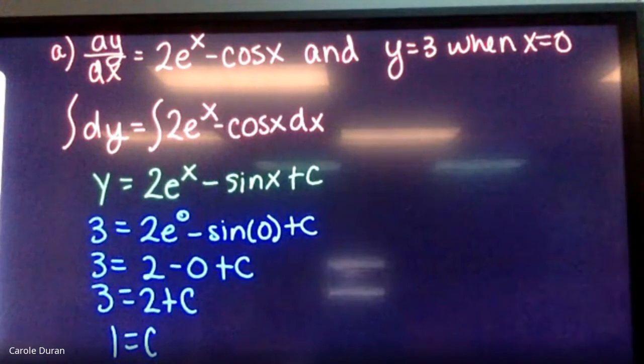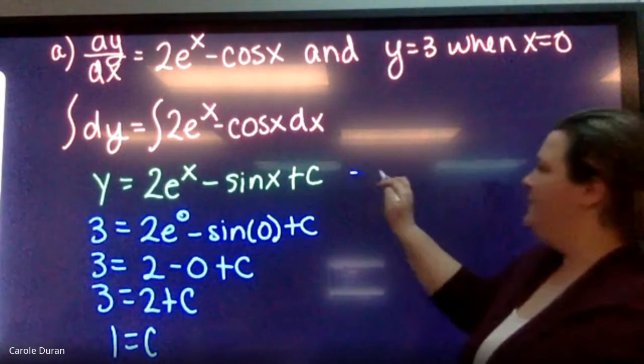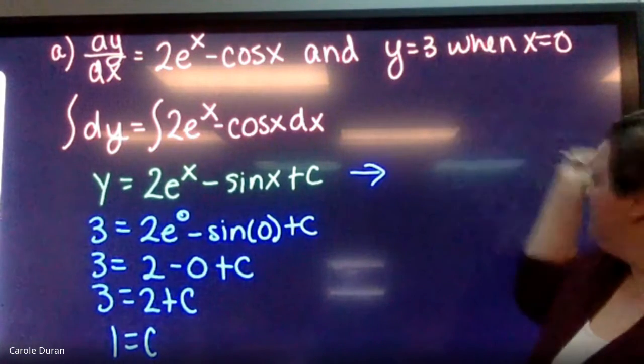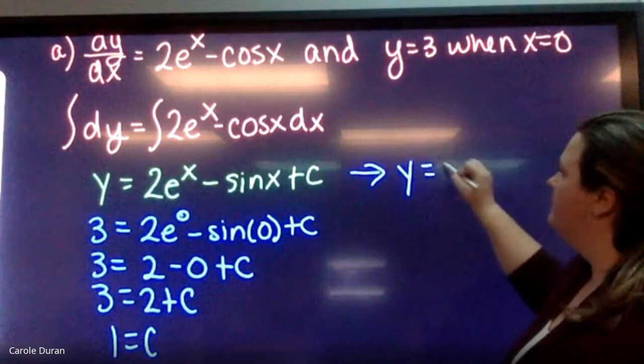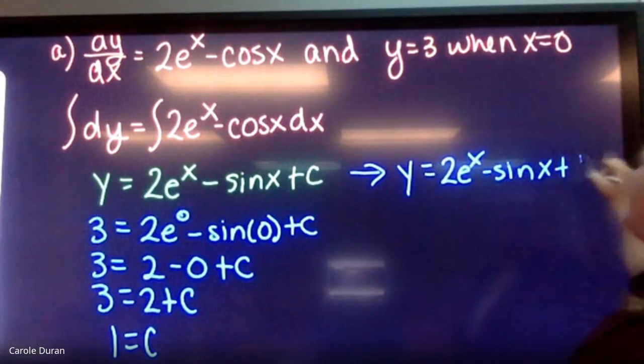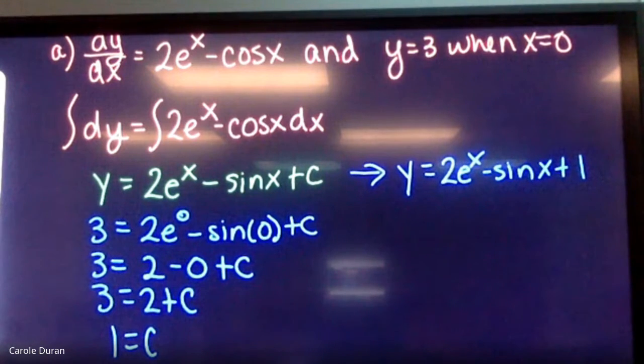So once I identify what c is, I take it. Where'd you get that 3? That's what y equaled. And I just go ahead and put that c into my antiderivative equation. So that means the exact antiderivative of that integral with this point is this. That is my exact original function. That's what we're doing today.